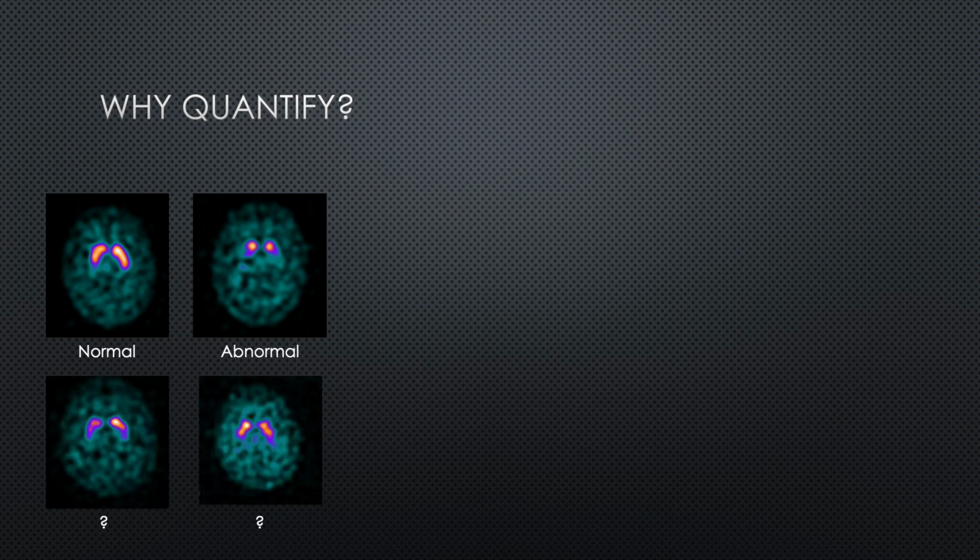But what about these two studies? In the image on the bottom left, there is reduced uptake on the right side. And in the study on the bottom right, the contrast between striata and background is reduced, which might indicate that the scan is abnormal. Quantification can help us in these challenging cases.